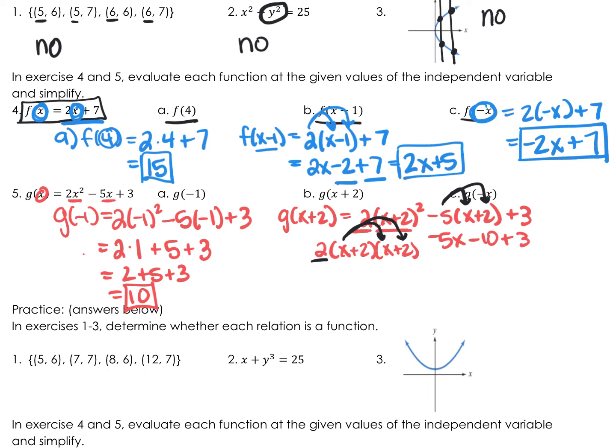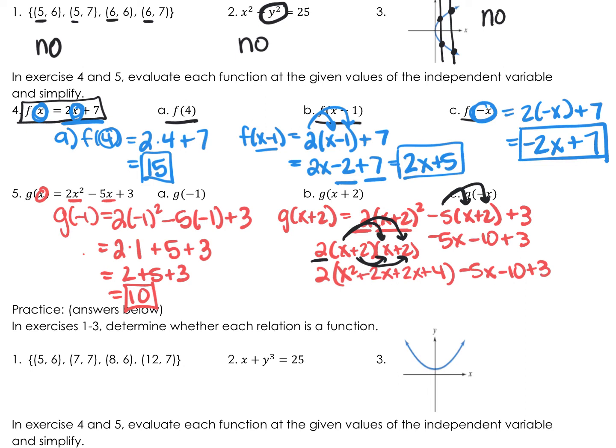You could distribute the 2 first if you want, but it's only going to go to one of them. So we'll do x times x. That will give us x squared. Then we'll do x times 2. That'll give us 2x. Then we'll do 2 times x, which will give us another 2x. And 2 times 2, which will give us 4. And that's all being multiplied by this 2 that was in front. So now we'll have to deal with that too. But let's bring down this other stuff that we had.